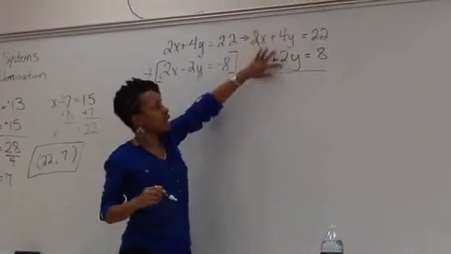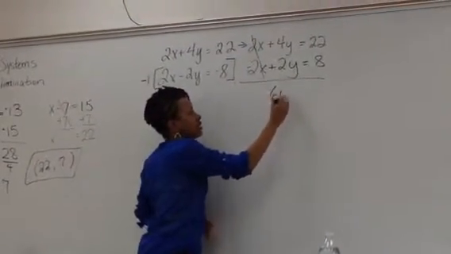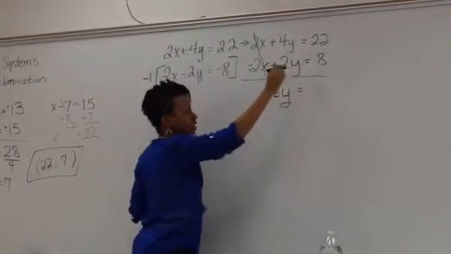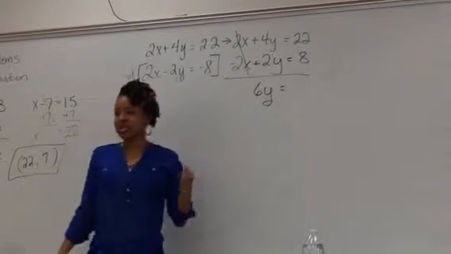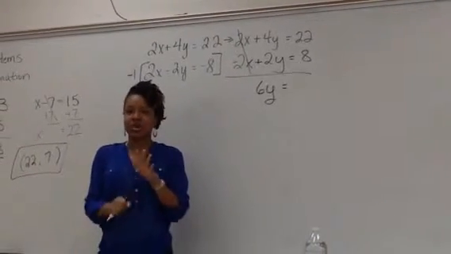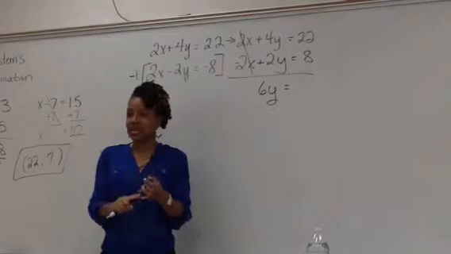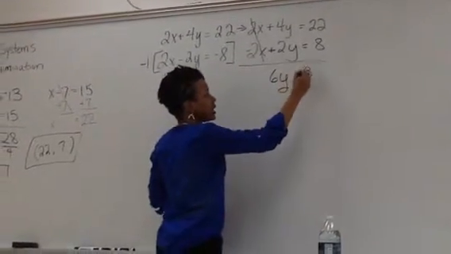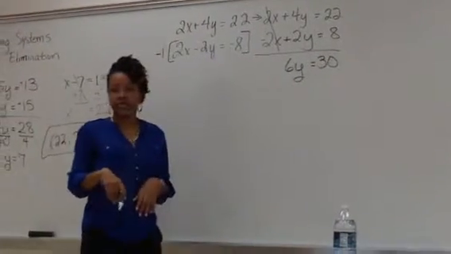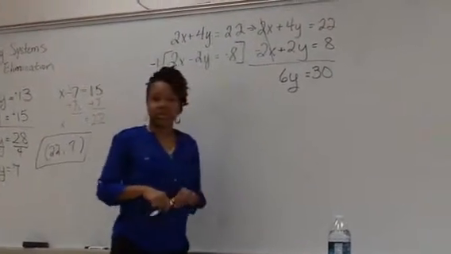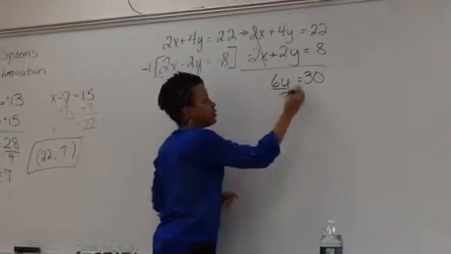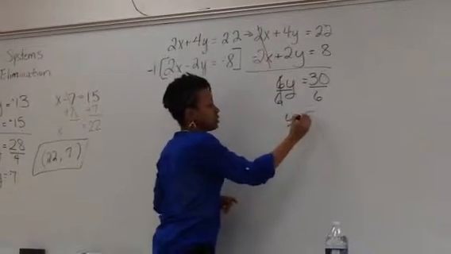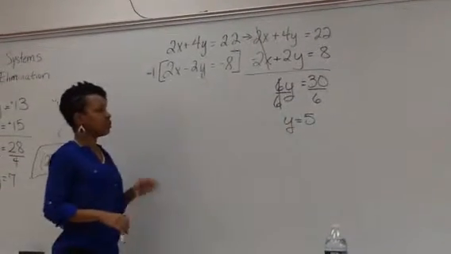What about 4y and 2y? 6y. And 22 and 8? 30. And you're going to use your calculators, right? Because you're doing so many steps, you don't want to make careless mistakes when you're adding, subtracting, multiplying, dividing. So you don't want your brain to have to think about little things like 22 plus 8. Okay? Now what's my last step? Divide both sides by 6. And you get y equals 5. So we're halfway done. We know our y value.